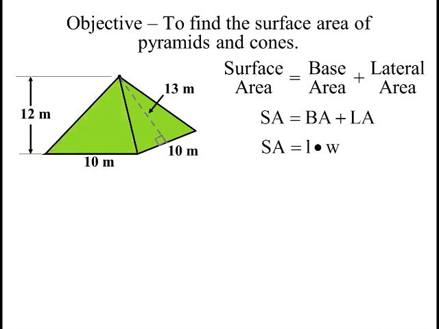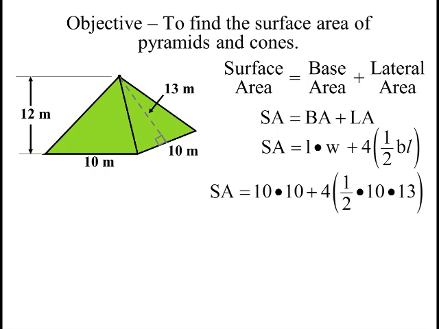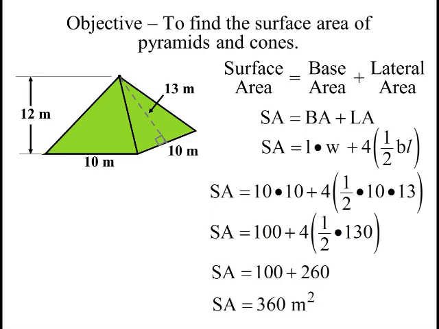Now the triangles each have a base and height, but you don't want the height of the pyramid. What you want is the slant height, because 12 is the height of the pyramid, but the slant height is actually 13, and that's the height of the actual triangle that we need to find the area of. So doing some substitution, we come up with a total area of 360 square meters.